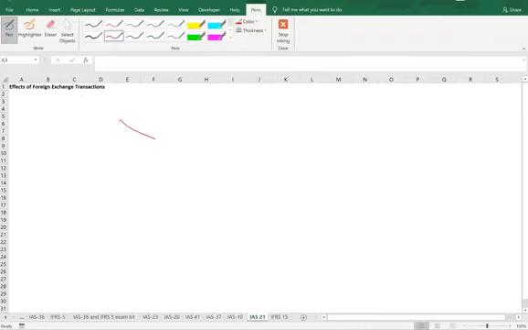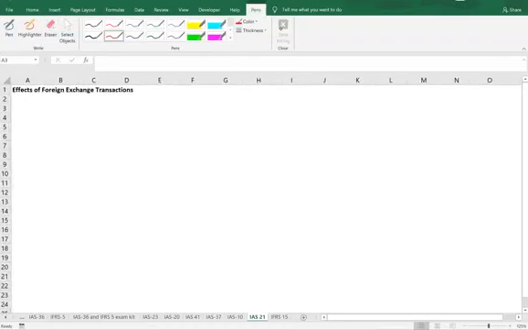Now, the first thing that you have to understand in this case is that there are two dates that are very important. Number one, the transaction date, and the second one is the reporting date. All right. Now, for the transaction date, you will obviously translate.